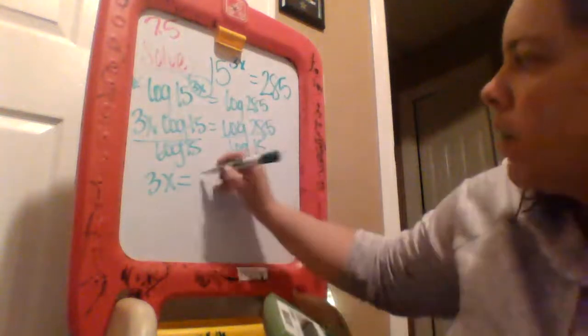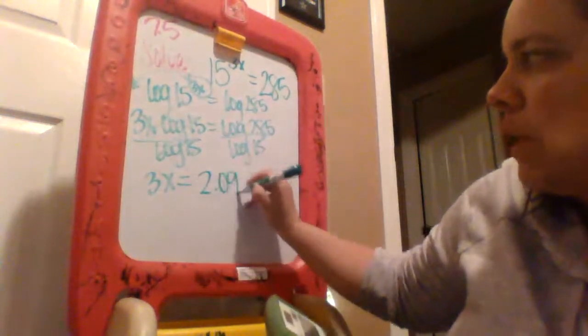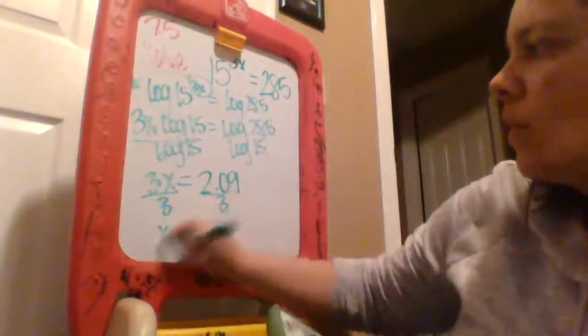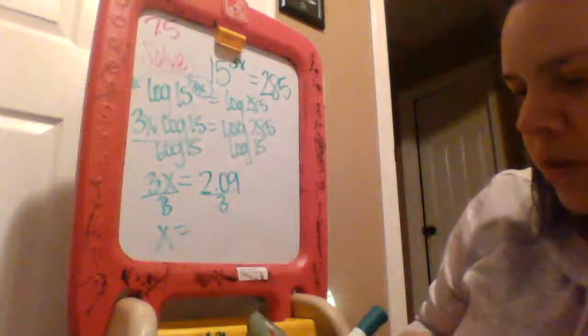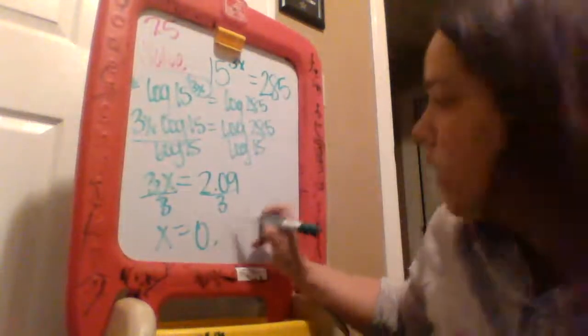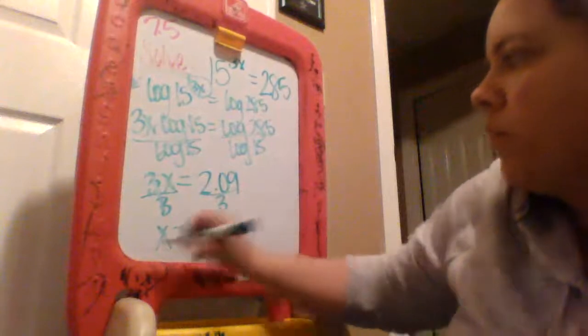And remember, I'm rounding to 2 decimals, so 2.09. And then I'll divide by 3. So 2.09 divided by 3. And I got 0.696, which rounds to about 0.70.